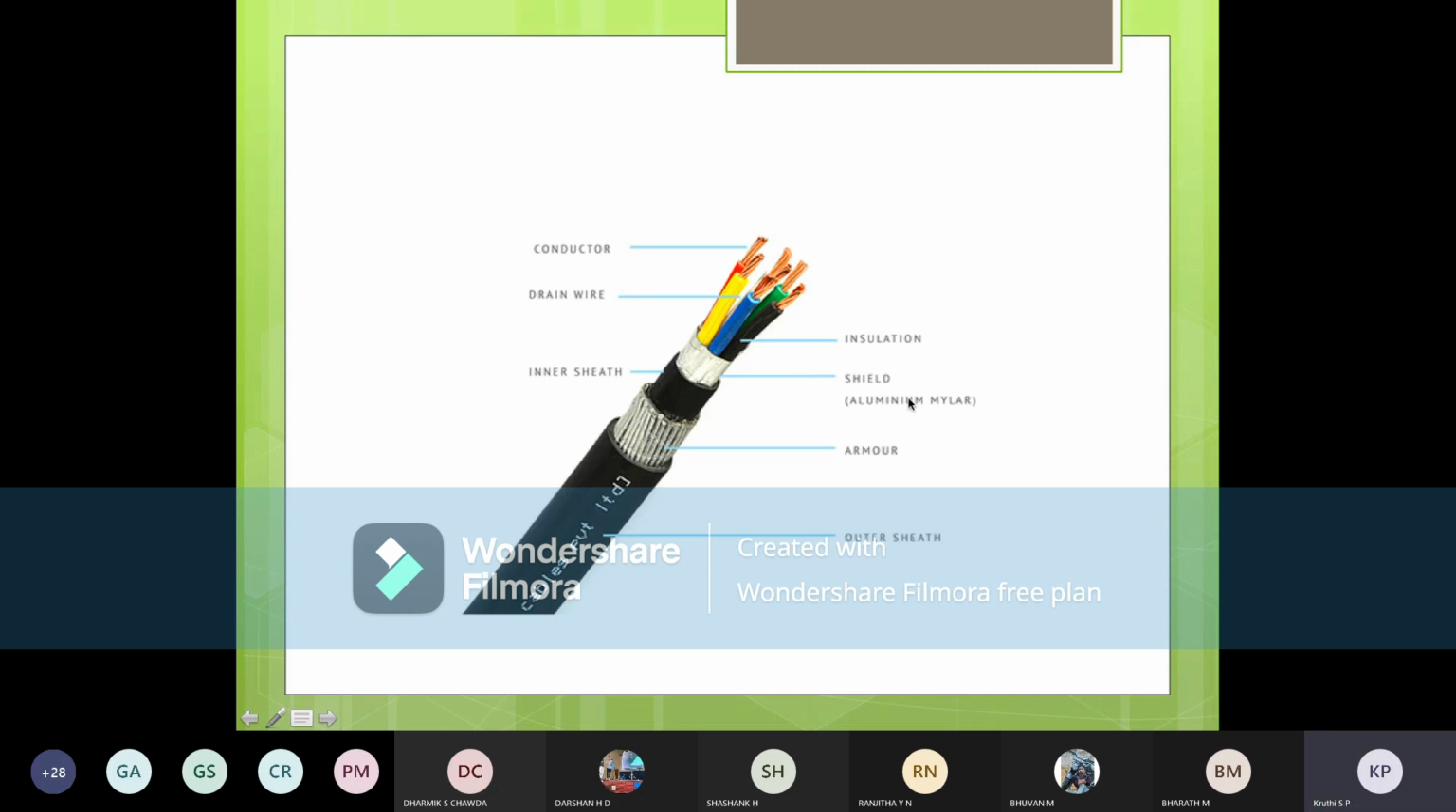Shield: they will give you an aluminum shield or something like that. This will hold the bundle of conductors together. Next comes the inner sheet. The inner sheet is given so that the conductors are protected from inner moisture. Next comes the armor. See these metallic wires given here. This will be the armor which holds the position of all these wires. Next comes the outer sheet. The outer sheet protects the conductor wire from environmental moisture.